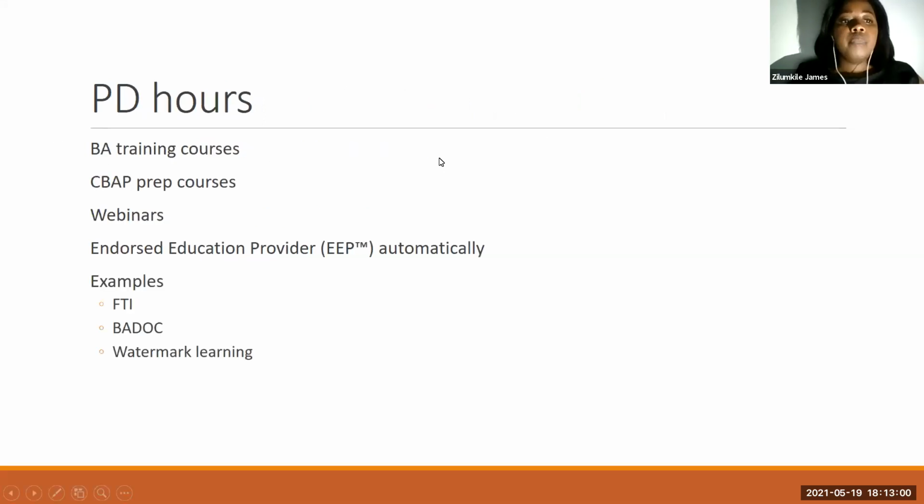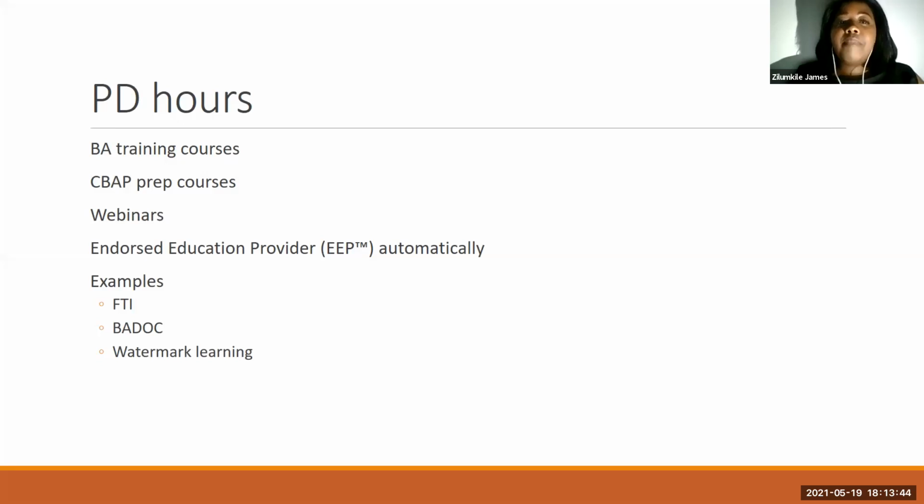For PD hours, the types of courses you can use are BA training courses. An example would be the business analysis diplomas and certificates offered by various universities and FTI. It can be a CBAP prep course, which you can find online, as well as from various professional development providers. It can also be in the form of webinars. You can do a collection of webinars that focus on the different tasks or knowledge areas of the BA book.